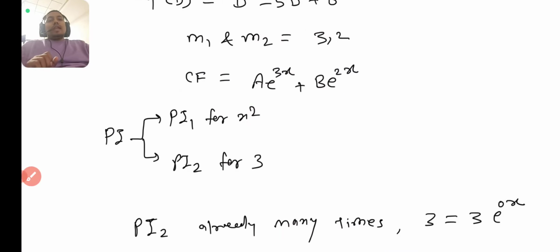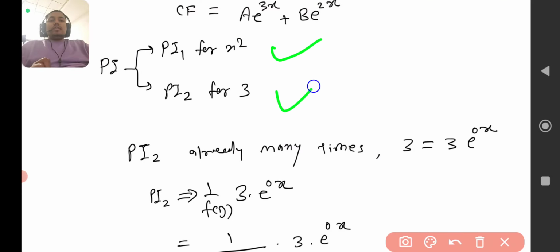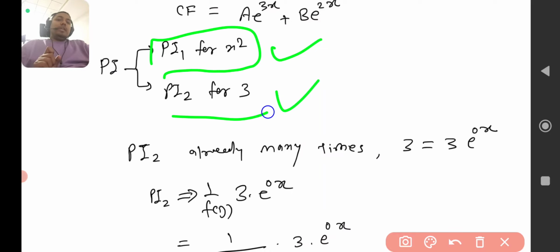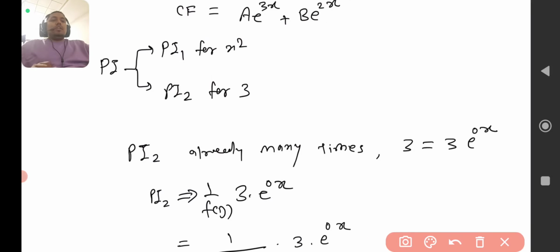Now look for right side part. So in right side part, 2 parts are there. One is x square, another one is 3. So I will teach you here. Find out separately PI1 for x square, find out separately PI2 for 3. So PI2 for 3 we have done in so many lectures earlier also.